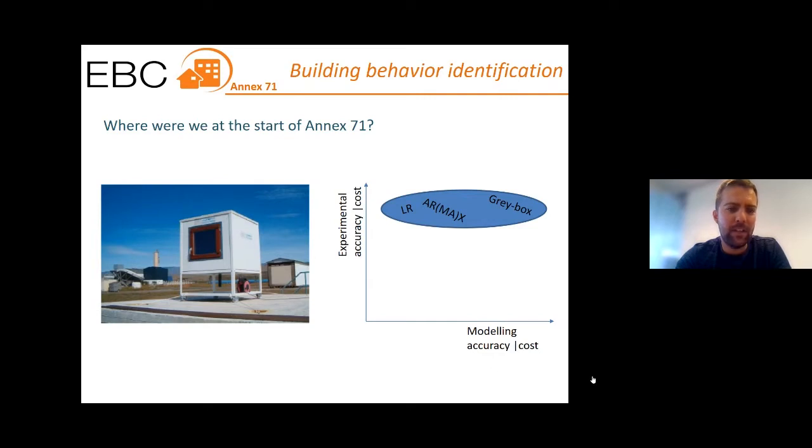And all this started with a very simple exercise, which was actually a sort of recap of where we were at the start of Annex 71, or in other words, at the end of Annex 58. So to get all the participants on board, we started by redoing this very simple round-robin test box exercise and asked participants whether they were able to use their models to predict the indoor temperature profiles within this box. A very simple, very controlled experiment. And as we see on the next slide, there were quite some good results on this.